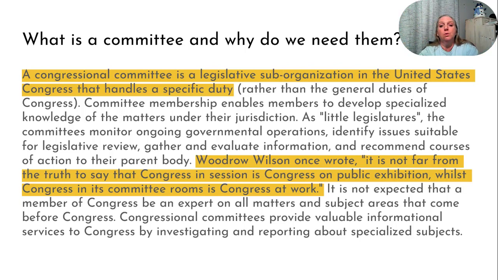Woodrow Wilson once wrote, "It is not far from the truth to say that Congress in session is Congress on public exhibition, whilst Congress in committee rooms is Congress at work." When they're in session, you have the full House in public exhibition, meaning people can see what's going on. Committee rooms are where the true work is done. It is not expected that a member of Congress be an expert on all matters and subject areas that come before Congress. Congressional committees provide valuable informational services to Congress. The committee and subcommittee members especially are experts in that area, but then they rely on other members of Congress to be experts in their own subcommittees and whatever committees they're on.